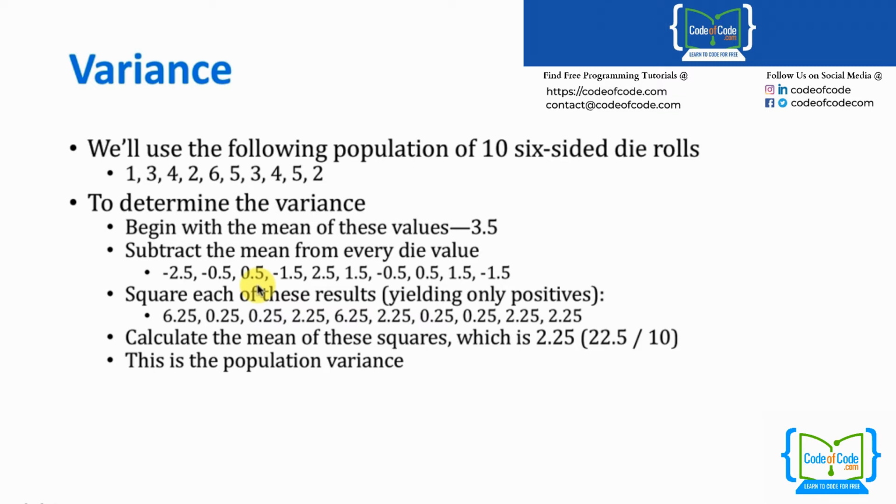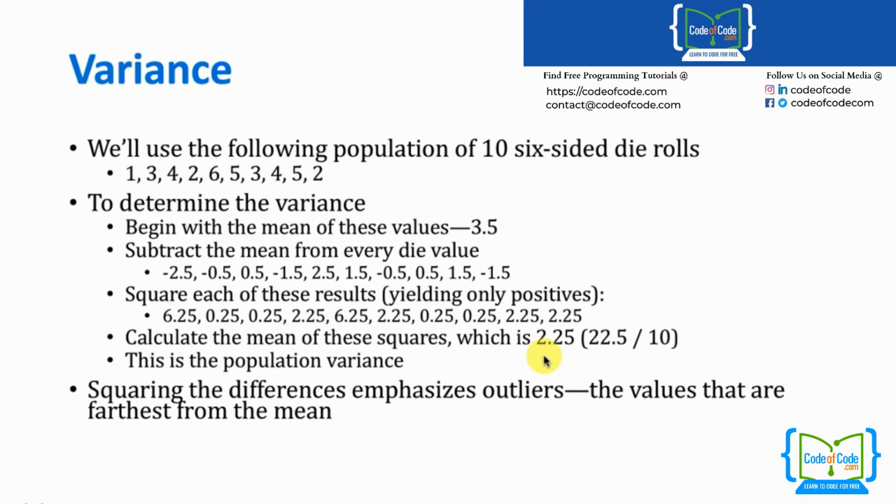Now, once you have those differences, you then square those differences, and squaring the differences has the effect of emphasizing outliers in your data set. So we'll talk about that again in a second here. So we square all the values, which gives us positive results, and then we sum all those values and calculate the average, the mean, to get what's known as the population variance. So as a result of the original set of values that we have here, the variance in those values is 2.25.